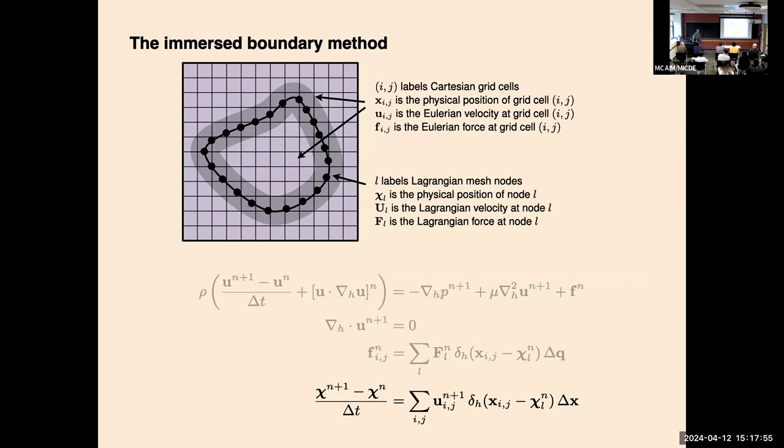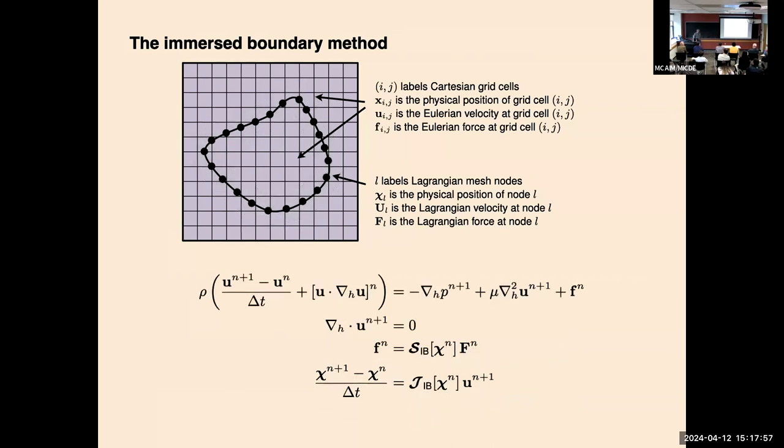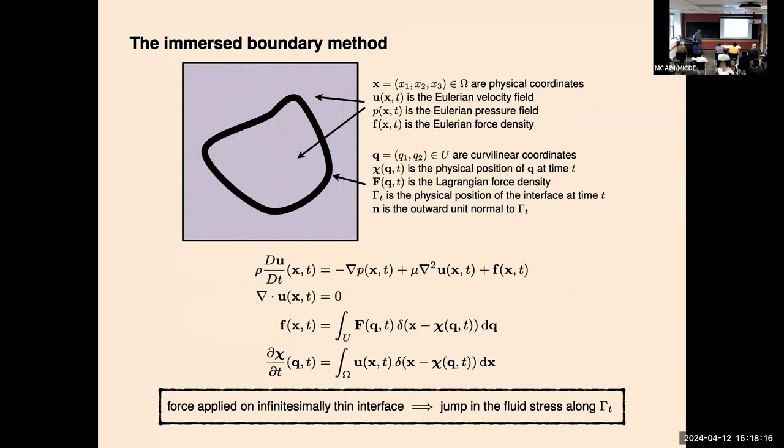All right. And so I'm not going to use it a lot, but the way that I think about it is that we have some matrix that goes from forces on the boundary to forces on the background grid, and then its transpose, rescaled, goes from velocities on the grid back to the motion of the interface. So that's immersed boundary methods.